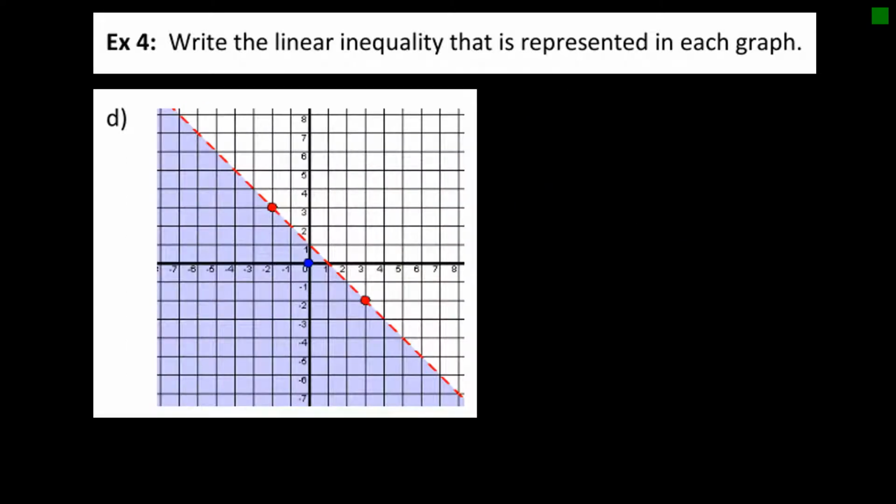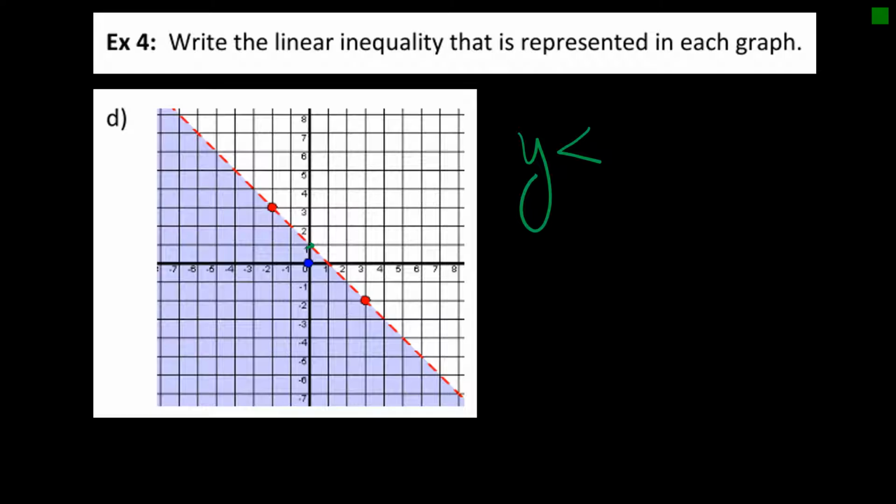Next, write the linear inequality represented by this graph. All right, we can do this again. So this time I know I'm going to have a dotted line. So I know I'm going to have either less than or greater than. I put my pencil here and the shading is below. So it's going to be y is less than because the shading's below the line. There's no line under my less than because it's a dotted line.